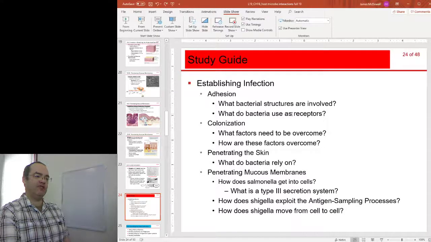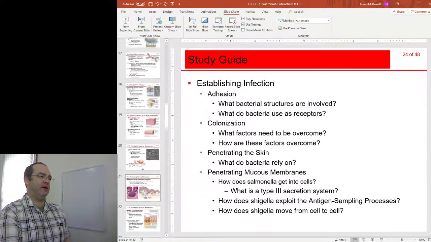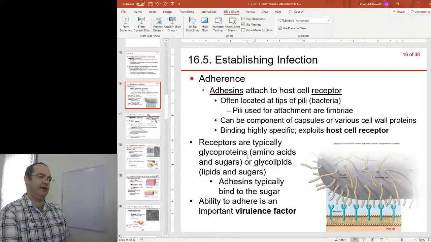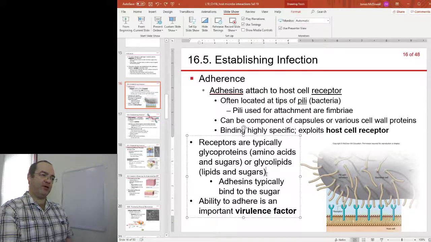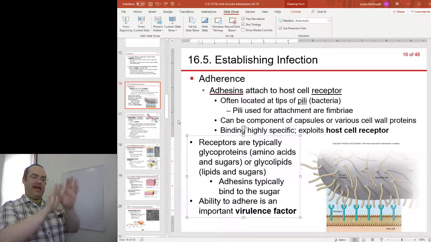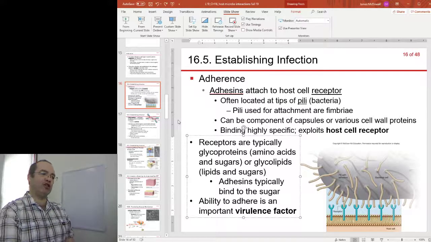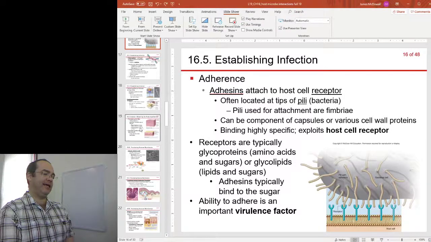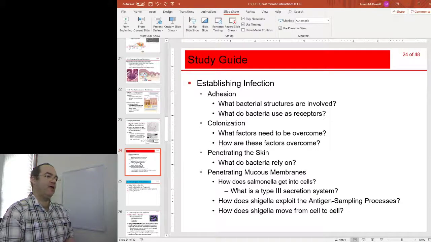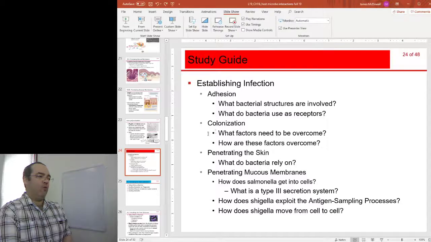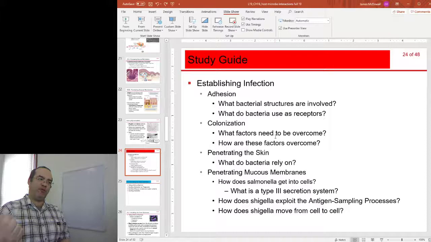Bacteria use receptors on our cell surfaces. Often it is glycoproteins, just like the majority of viruses do, or it might be a glycolipid. Could be other things too. So any structure, particularly a structure that has a sugar, could be a target for a bacteria to stick. Colonization. Once the bacteria sticks, it has to overcome our antimicrobial chemicals.